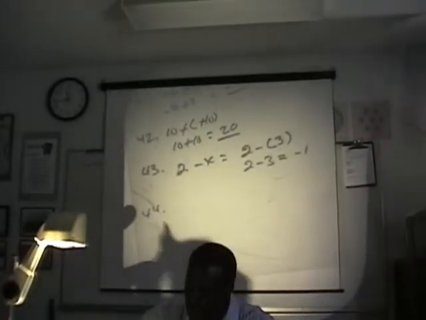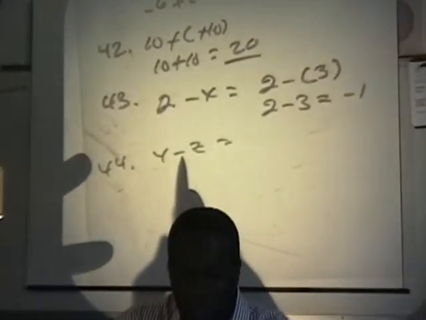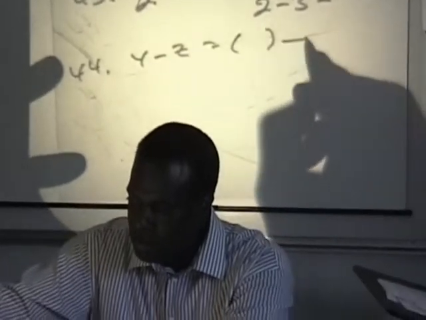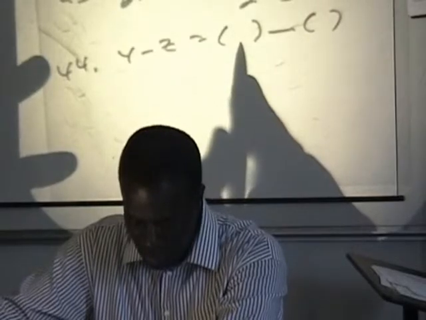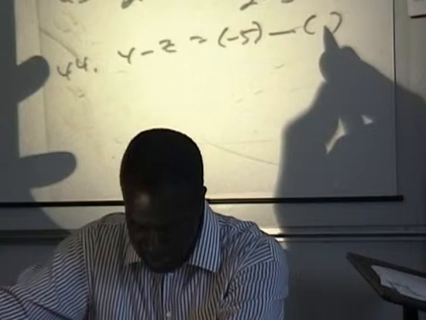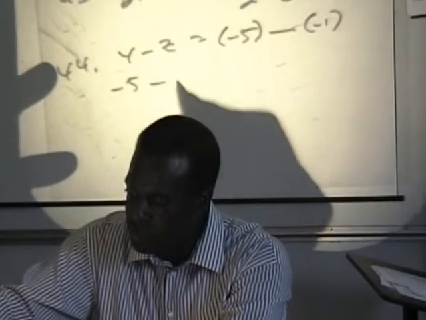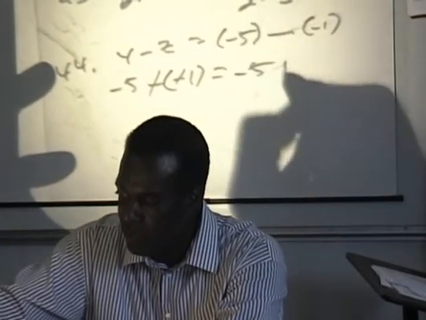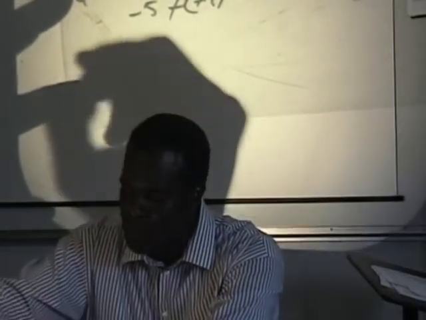Number 44, we have y minus z. Now watch the ones that are subtraction, okay? Now what is y? Replace the y and the z with parentheses. Now what are you going to replace the y with? Well, we're going to replace the y with a negative 5. And what are you going to replace the z with? You replace the z with negative 1. Well, now that gives you a negative 5 minus a negative 1. Now that goes plus plus, right? So that gives you a negative 5 plus 1, which is a negative 4. So the answer for number 44 is a negative 4.